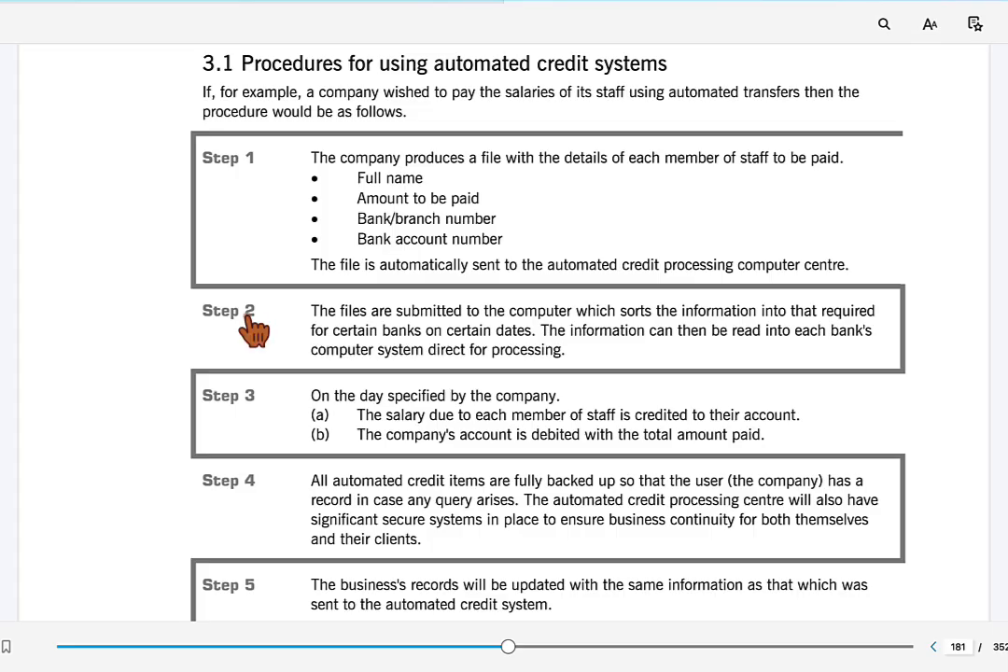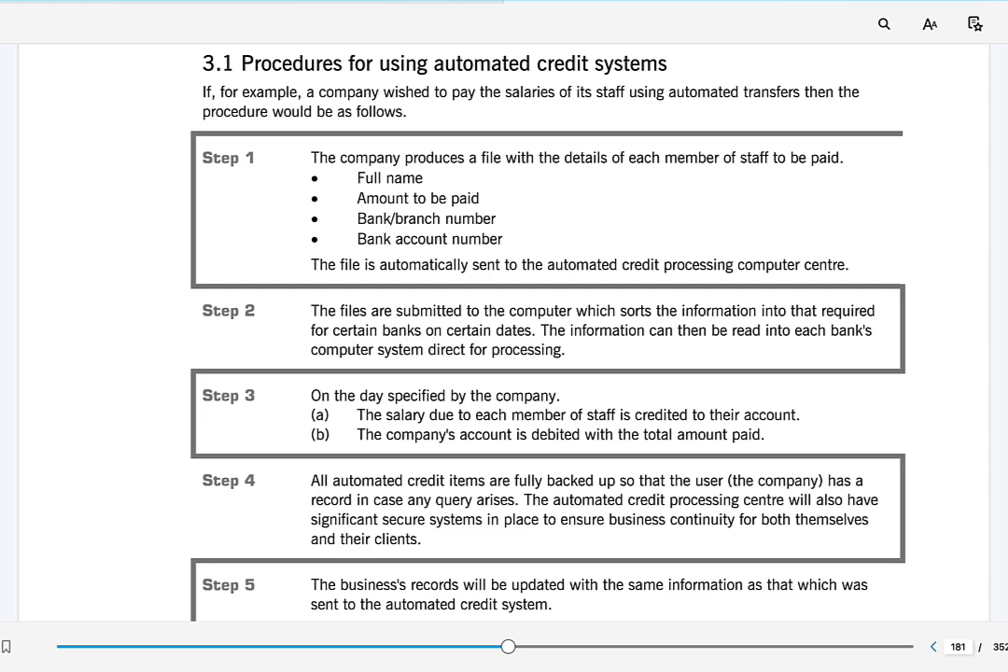Step 2. The payment file is submitted to the automated credit processing system. Now class, remember what we did in step 1. In step 1, the company prepared a payment file. That file is a digital list of payments. It says who must be paid and how much must be paid. It includes each employee's bank details. Now step 2 is the action of sending that file into the banking system. So step 2 is basically this. The company sends the payment instructions to the bank system so the bank can start processing the payments.